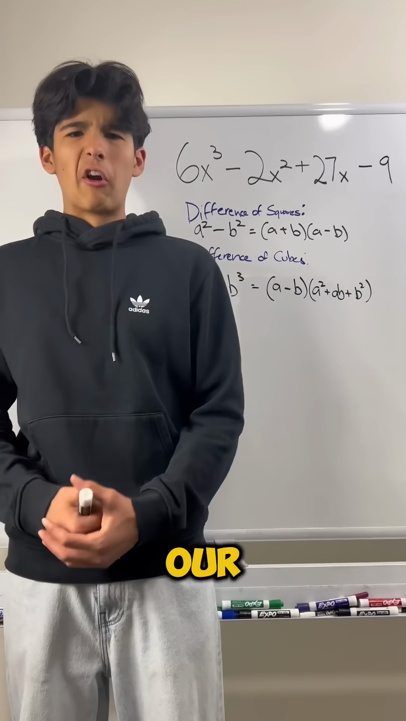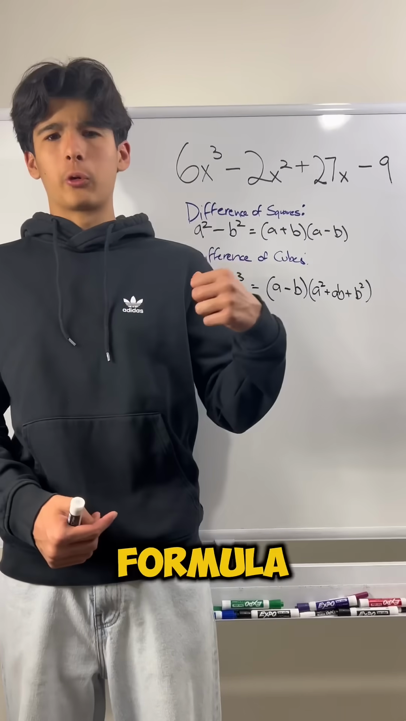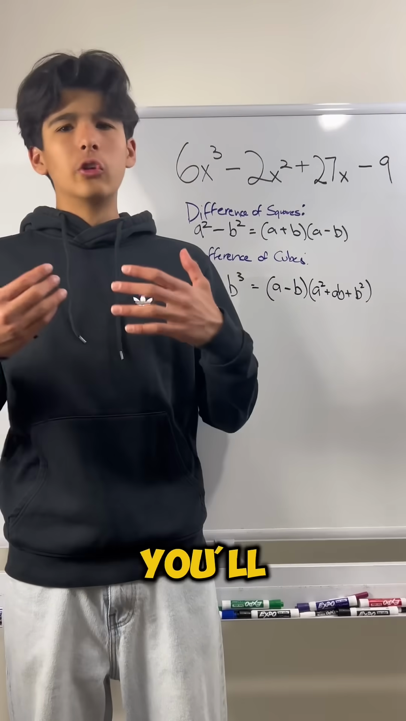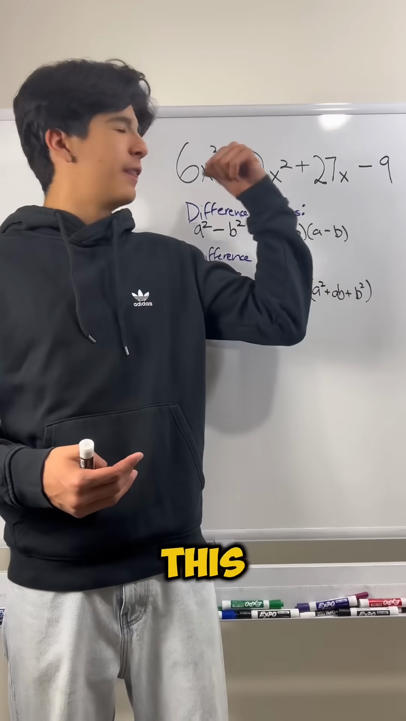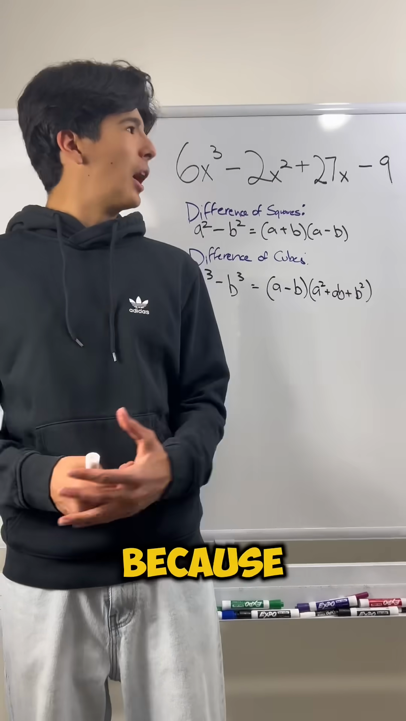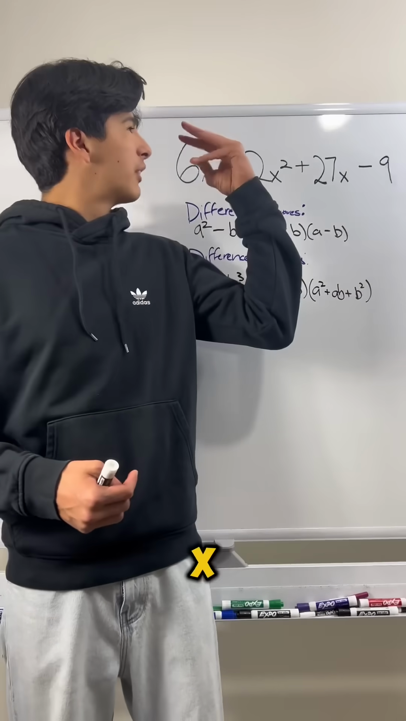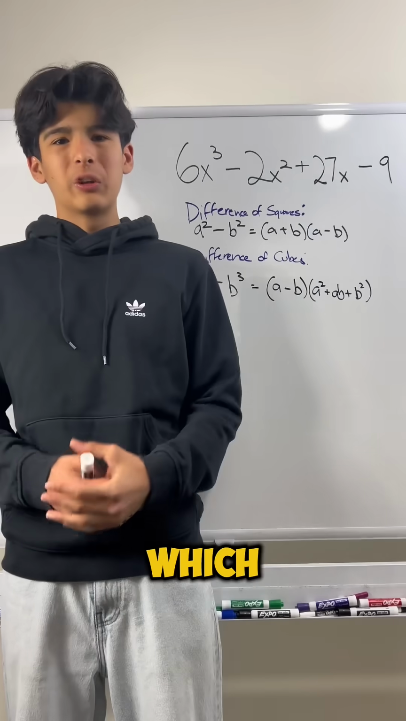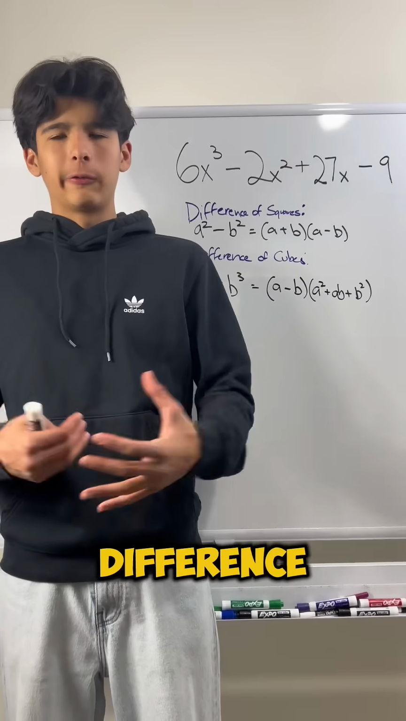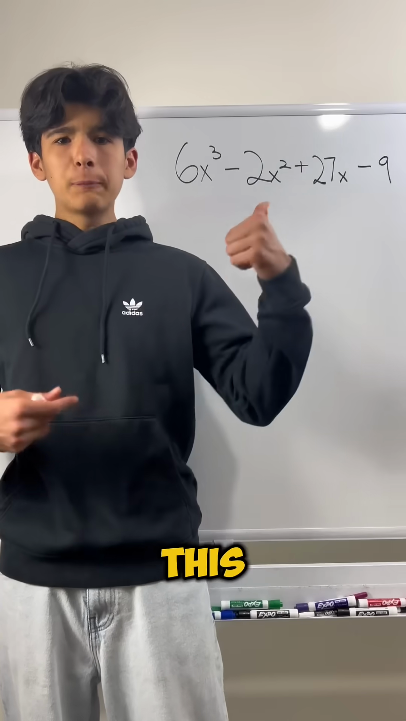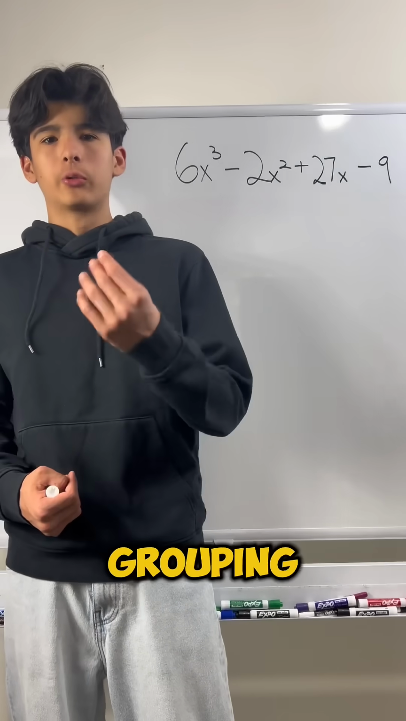We can try to use one of our difference formulas, like the difference of squares formula or the difference of cubes formula. But you'll notice that none of these fit this up here. And that is because this polynomial has an x cubed and an x squared term, which means you can't use one of these difference formulas. So for this polynomial, I'm going to use a method called grouping.